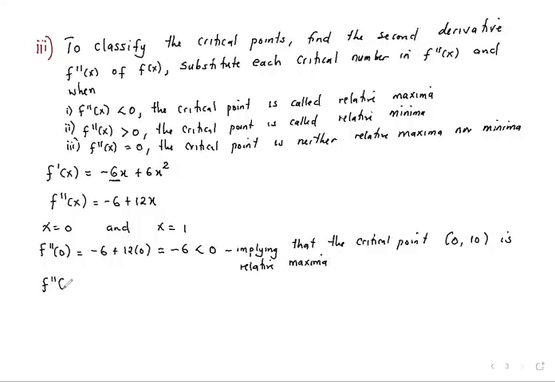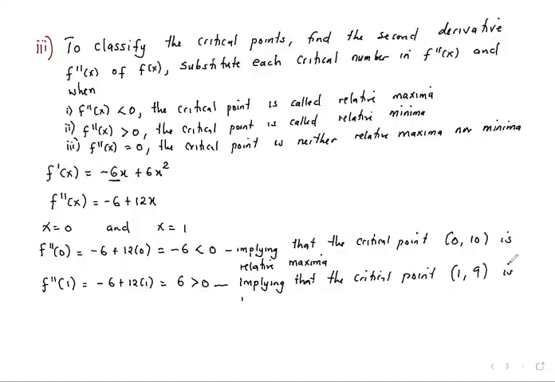Second, f prime prime of 1, that is -6 plus 12 multiplied by 1, giving us +6, greater than 0, implying that the critical point 1, 9 is a relative minimum. Like that.